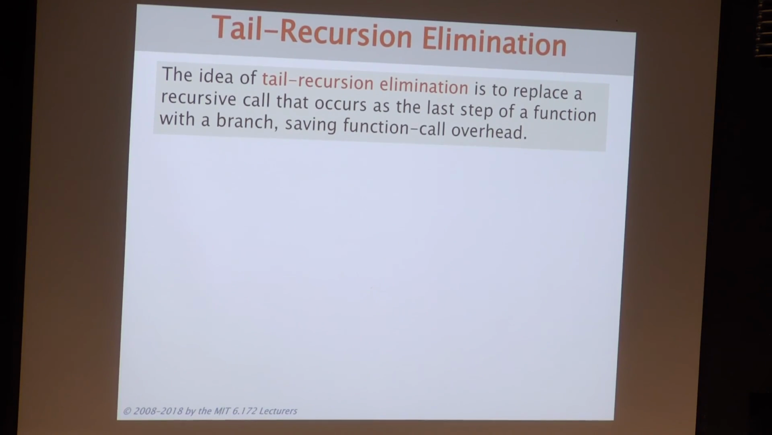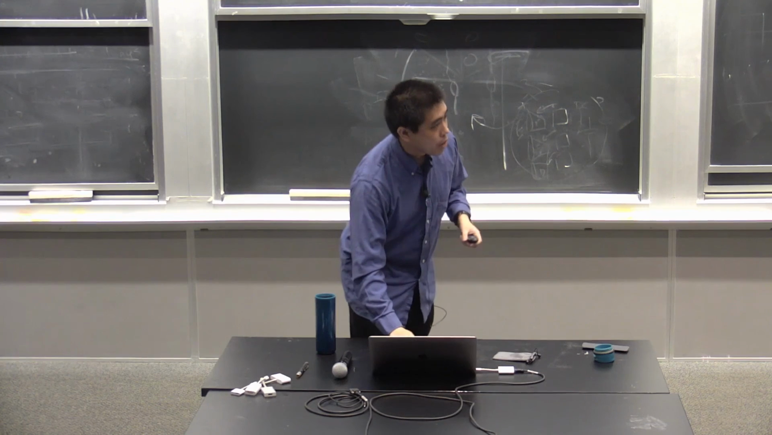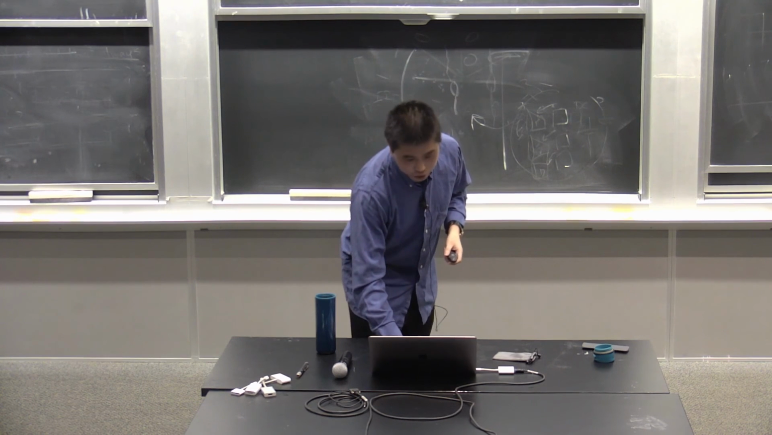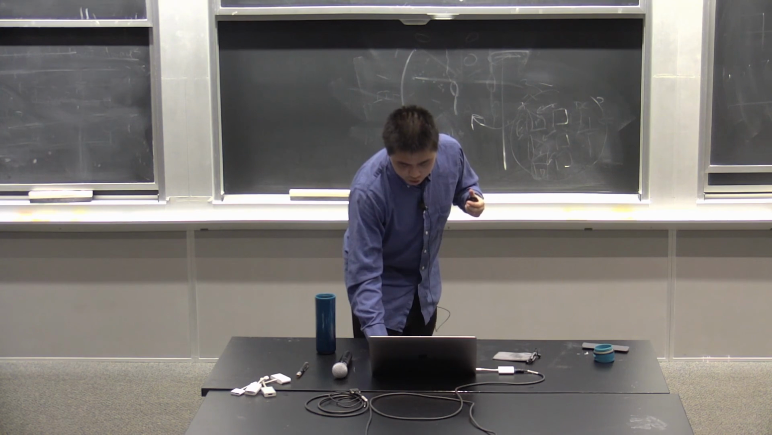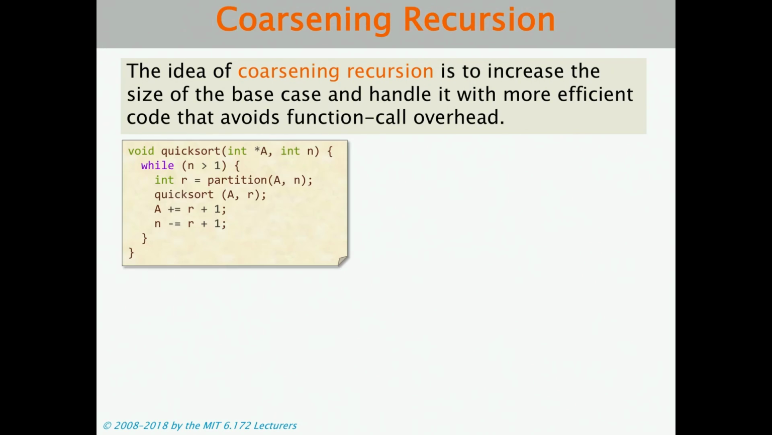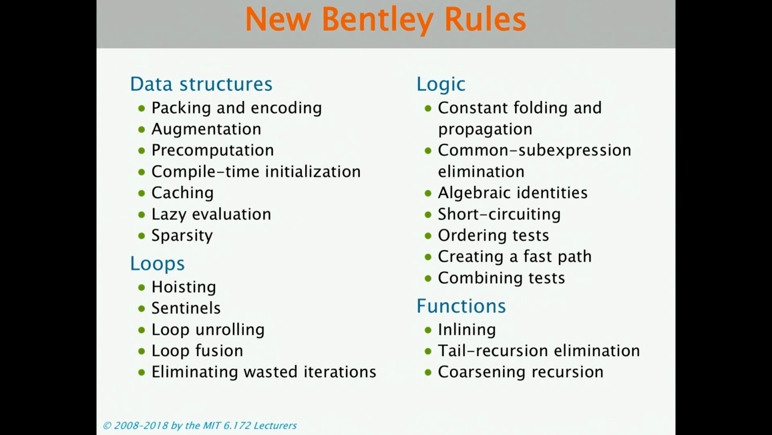OK, so there are two more optimizations that I'm not going to have time to talk about, but I'm going to post these slides on learning modules. Please take a look at them: tail recursion elimination and coarsening recursion. Here is a list of most of the rules that we looked at today. There are two of the function optimizations I didn't get to talk about. Please take a look at that offline and ask your TAs if you have any questions.